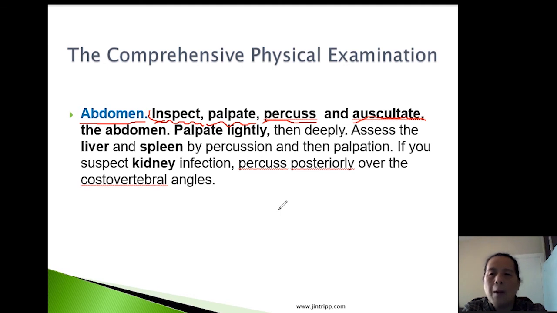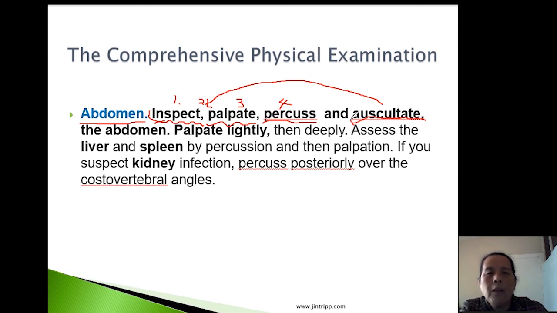Basically for other parts of the body, when we are checking, we can follow the order. But for the abdominal area, we do inspection first, certainly. But we change the order. We put auscultation second. Then we do palpation. Then we do percussion. Yeah.